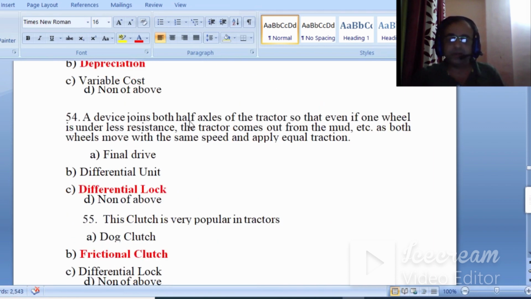A device joins both half axles of the tractor so that even if one wheel is under less resistance and the tractor comes out from the mud, etc., both the wheels move with the same speed and apply equal tractions. For that purpose, the differential lock works. So the differential lock is very important when your tractor is working in mud or in rainy season.